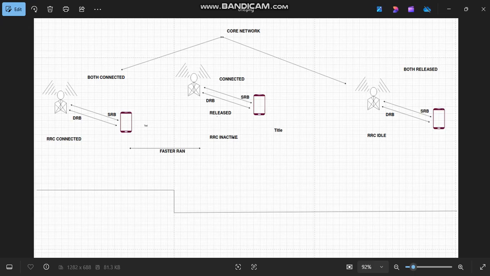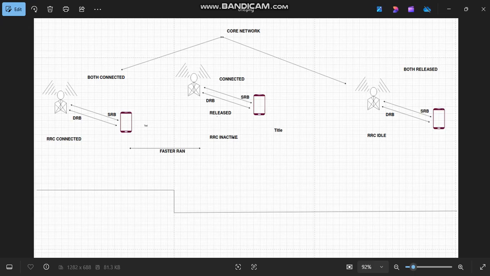To come back from the RRC idle state to the RRC connected state, the UE has to go through certain processes in the core network. This will cause latency, which is not feasible. There is a lot of latency in this process. So in order to avoid this, there is another mode called the RRC inactive state.